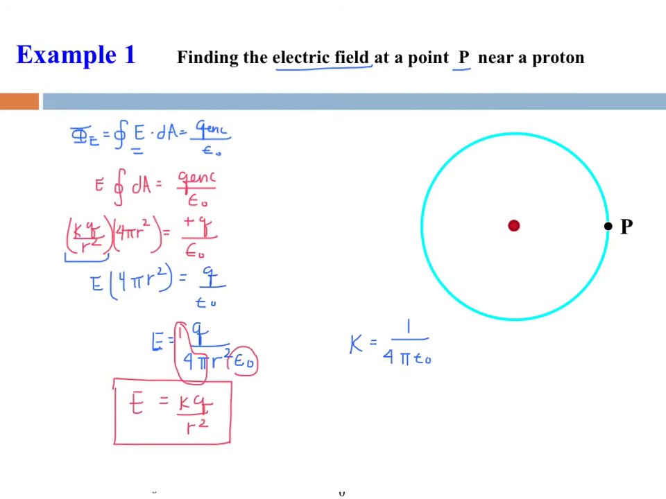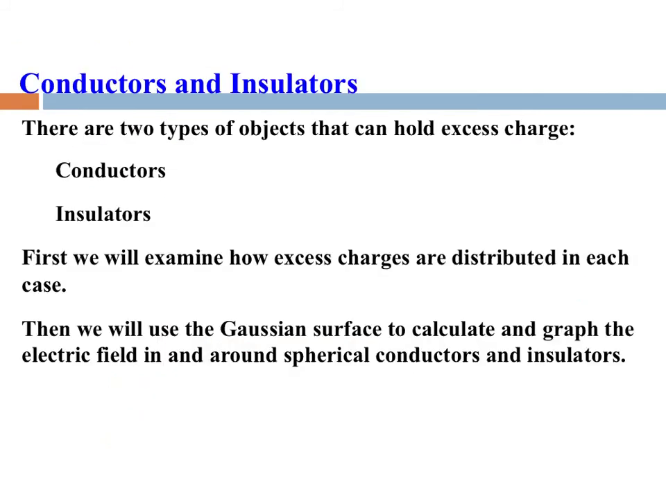Now, this is a very simple application of Gauss's law, but next time we're going to see a little bit more intense calculations. Before we can look at the more complicated examples, we need to look back at conductors and insulators. We said that there are two types of objects that can hold excess charge, conductors and insulators. First, we need to see how this excess charge is distributed in each case. Then we'll use the Gaussian surface to calculate and graph the electric field in and around spherical conductors and insulators.